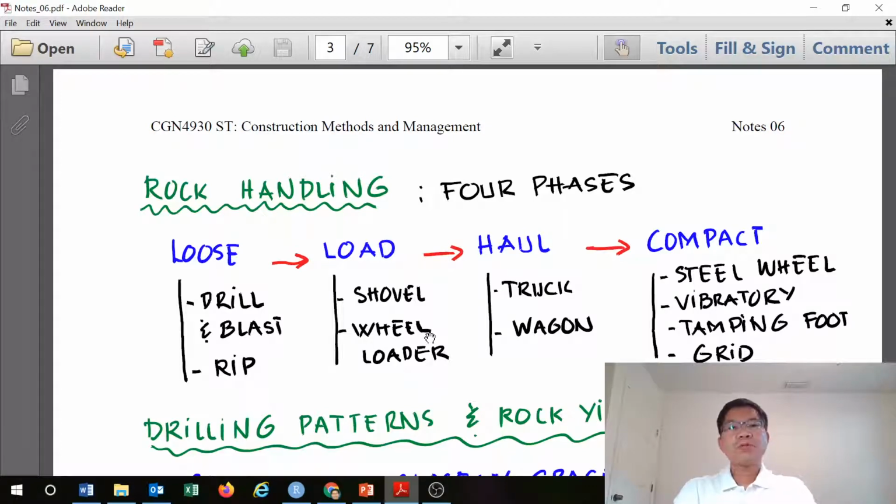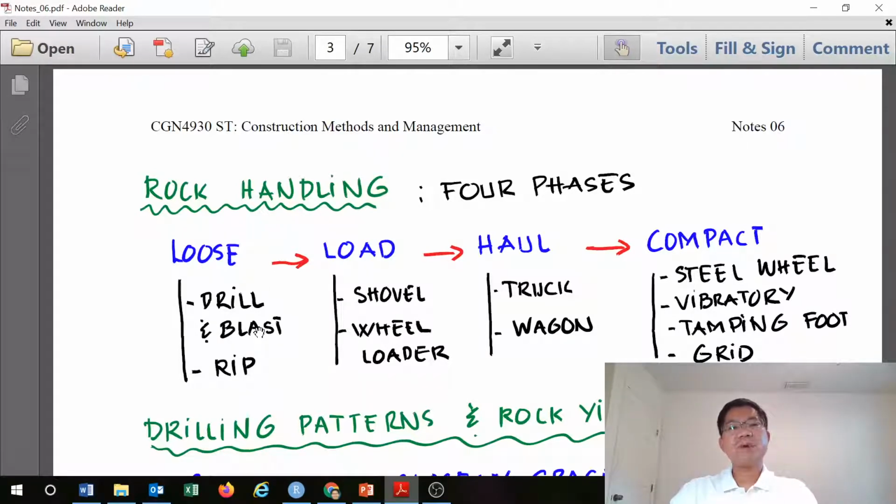Before we move on to blasting, we just go over an overview of rock handling. Again, in four phases, we have to loosen, load, haul, and compact, with different equipment and methods used. And like I said, we focus on rock with a hardness level of Mohs scale 5 or above. So we need to drill and blast.